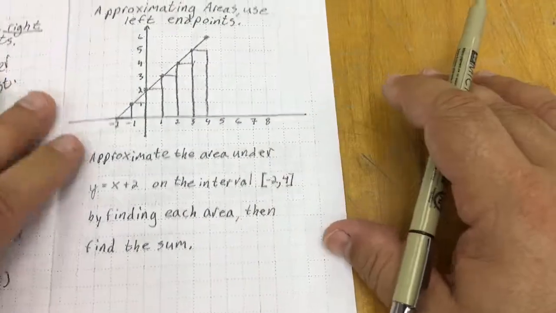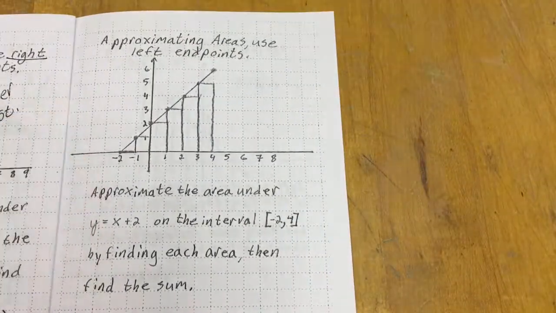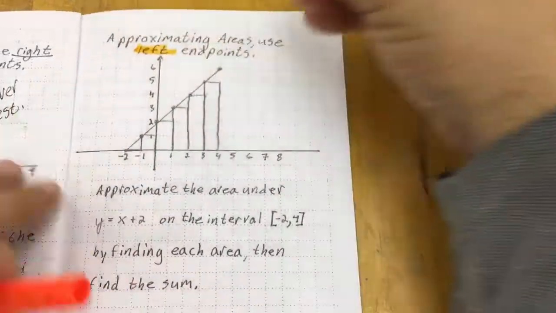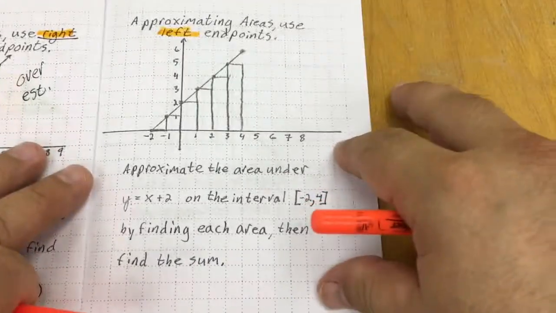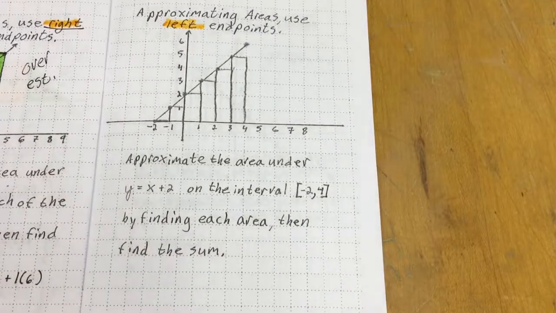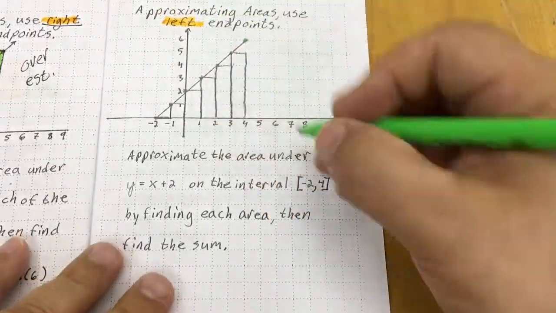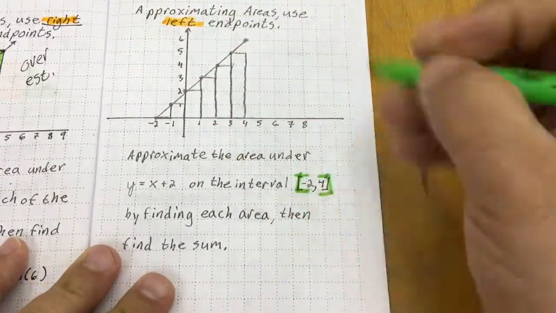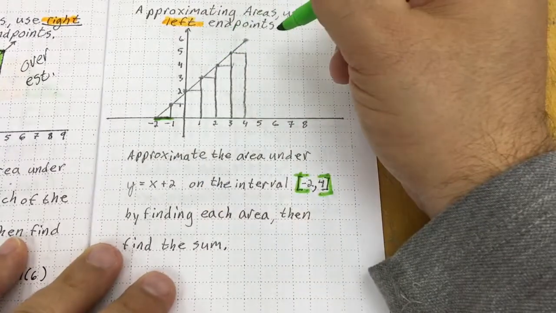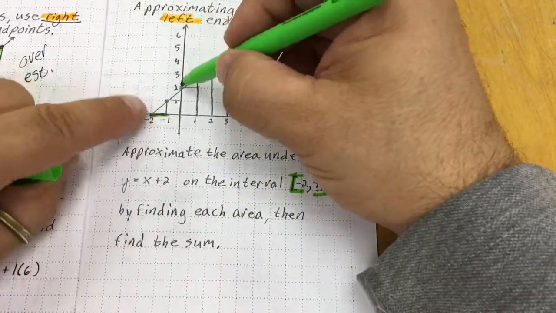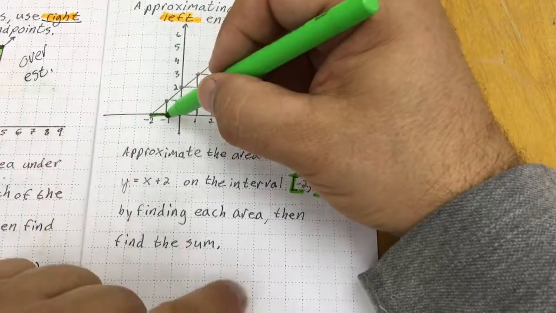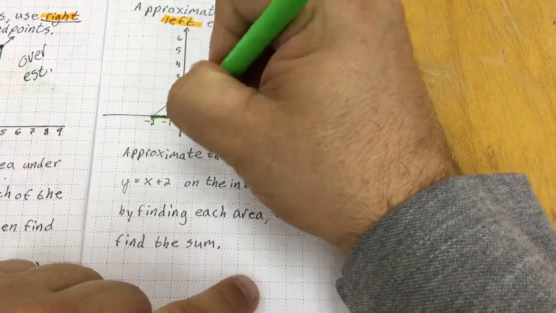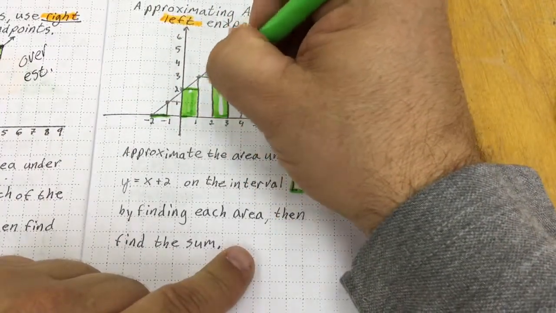Now I'm going to use left endpoints. Over here I used right endpoints. Now I'm going to use left endpoints. And this is kind of, again, strange because it's on the interval from negative 2 to 4. Notice there's no real height to that rectangle. Now, if my graph was moved up a little bit, there would be a height, but this one has a base of 1 and a height of 0. And I'm going to alternate again so I can see the rectangles alternate.